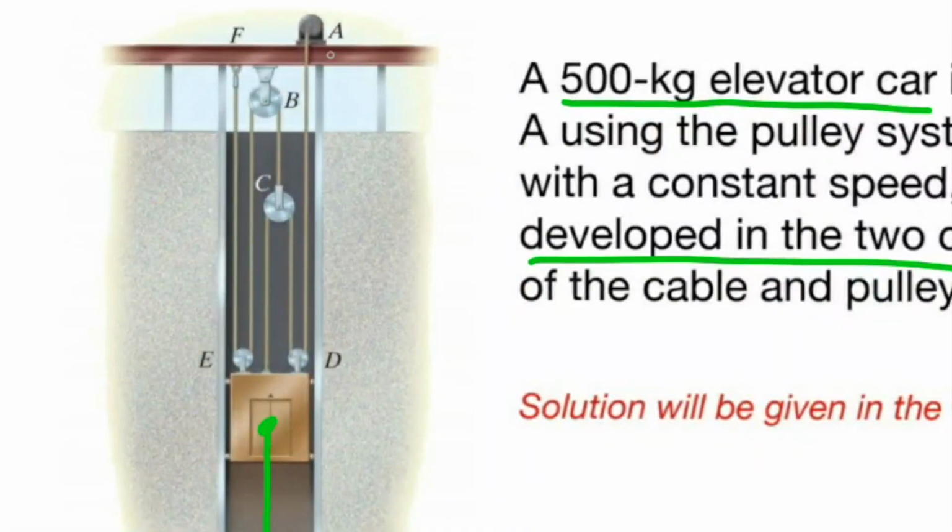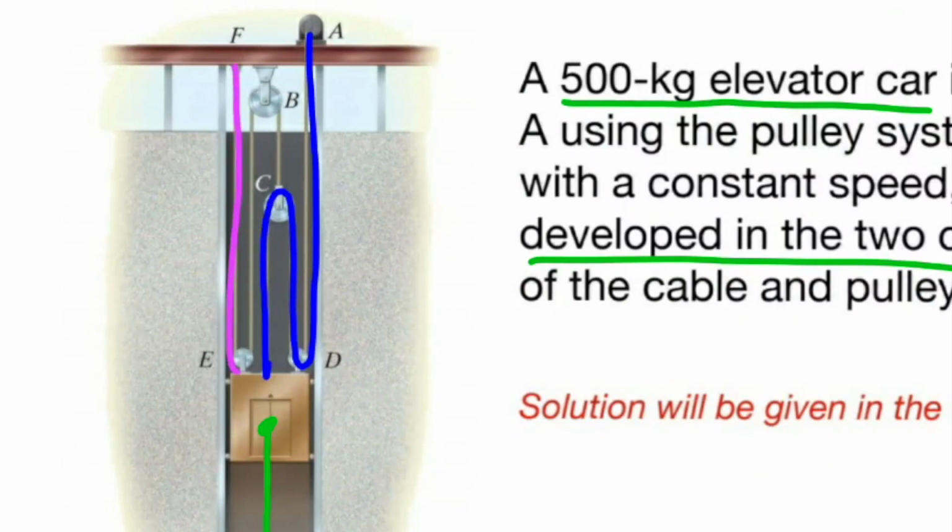Nampak macam banyak je. Okay, let me sketch the cables over here. This blue line here indicate one cable connecting through here. And this pink line is another cable connecting through here. Oh yeah, betul. So there are two cables in this particular elevator car machine.